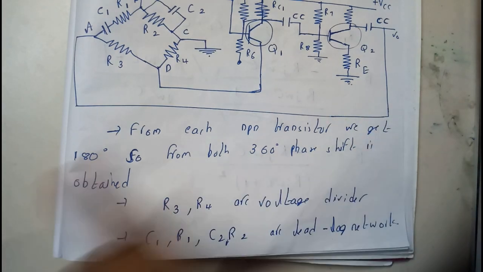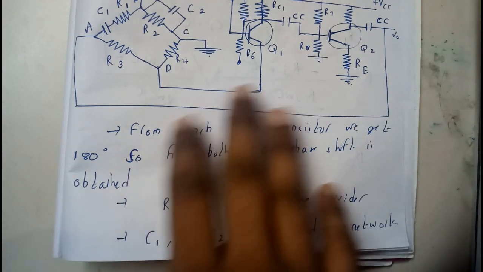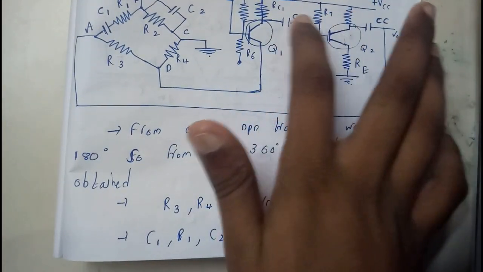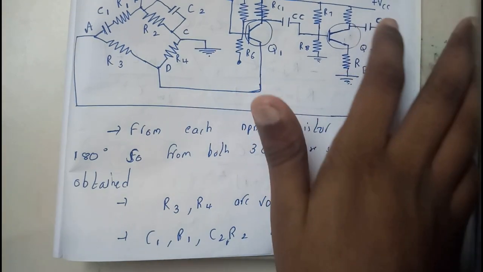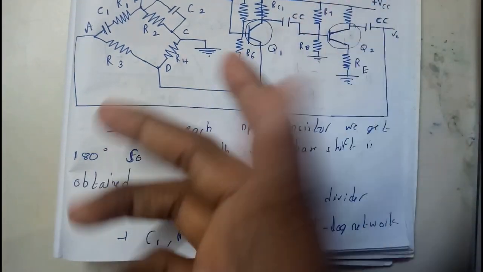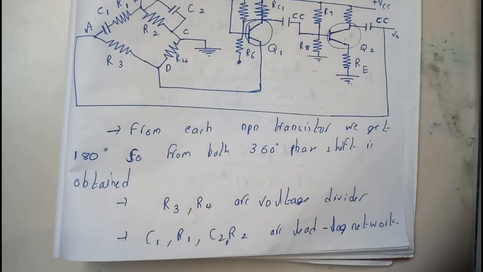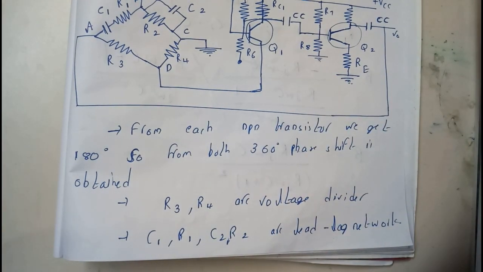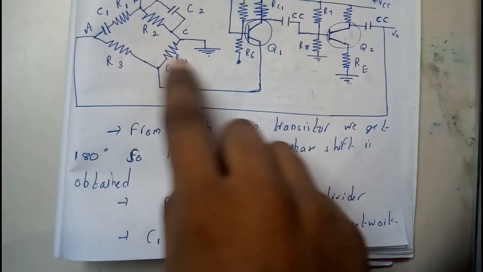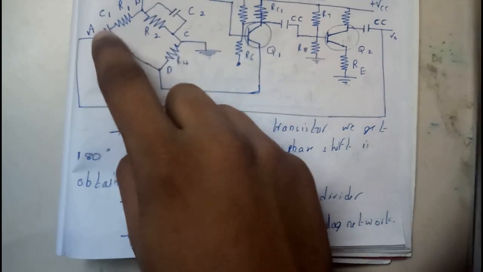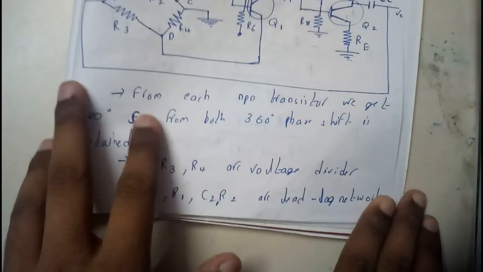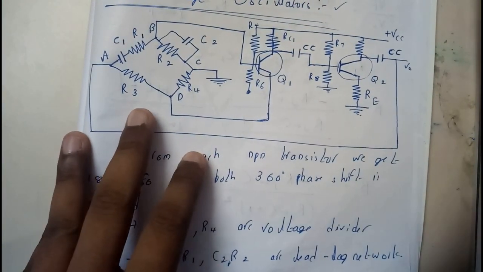This diagram is really easy. It's really similar. For this amplifier we have 3 resistors, for this we have 4, and for each we have 1 capacitor. These Cc are nothing but coupling capacitors. I hope everyone knows that. Q1 and Q2 are the amplifier symbols. These two are the new things. R3 and R4 are the voltage divider, and these four, C1, R1, C2, R2, are the lead lag network. Now I hope everyone is 100% clear with the diagram.